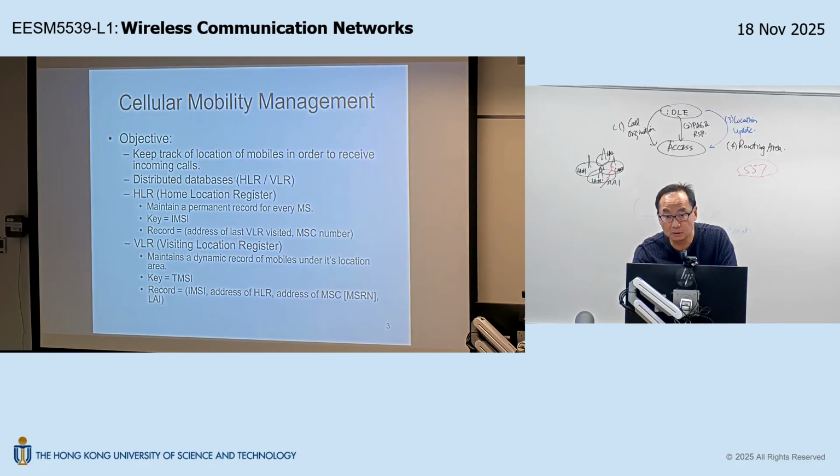So every base station will have a location area ID. For example, this is location area 1, location area 1. Now, a few base stations can be clustered together to form a single location area. So that means the resolution of a location area could be bigger than the resolution of a base station.